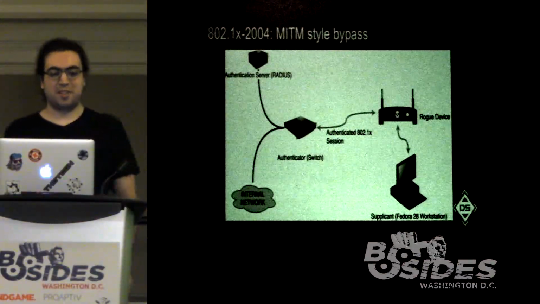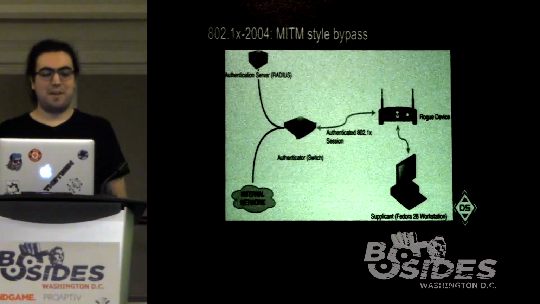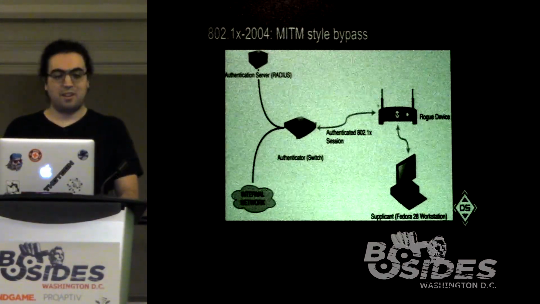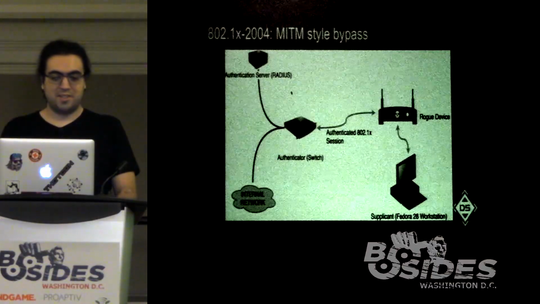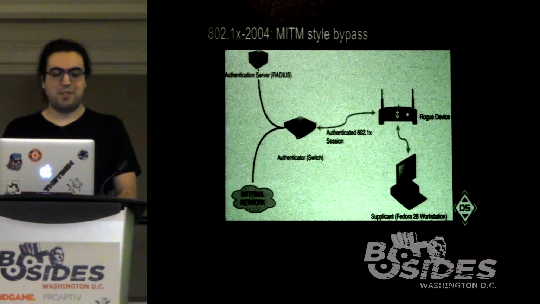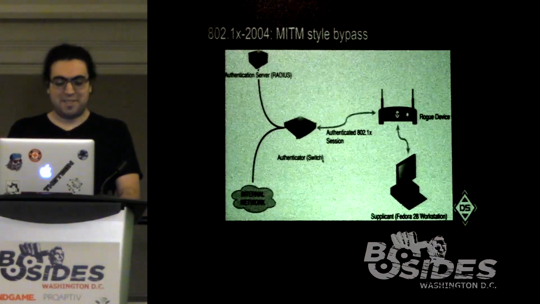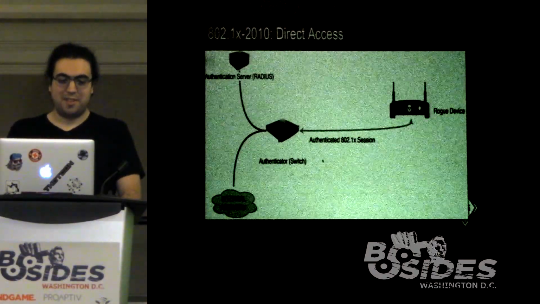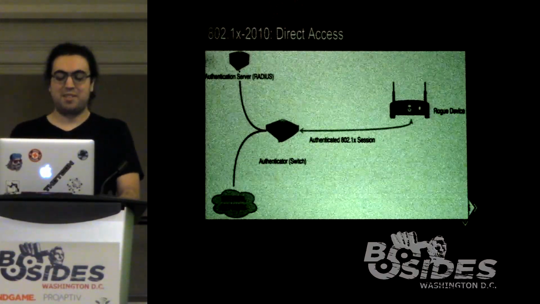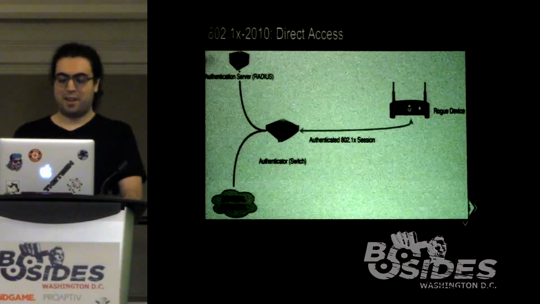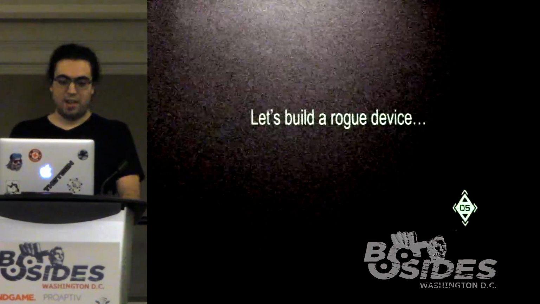When we looked at 802.1x 2004, we were using a man-in-the-middle style bypass. You can see this diagram here. Essentially, we're placing the rogue device directly between the supplicant and the authenticator. As of right now, there really isn't a way to do that if you're dealing with 802.1x 2010, so you kind of have to go for direct access. You need to steal credentials and then authenticate directly with the switch, which is what we're going to try to do.